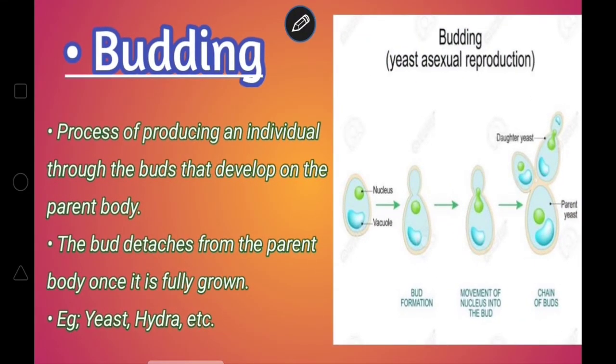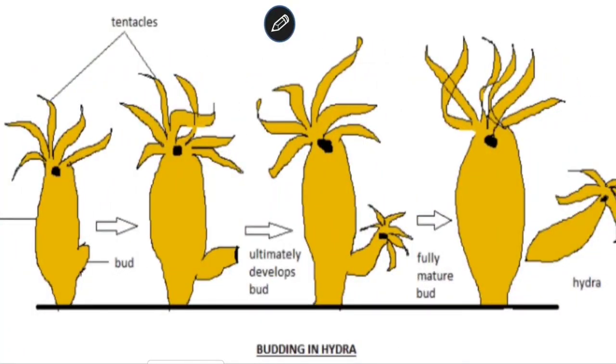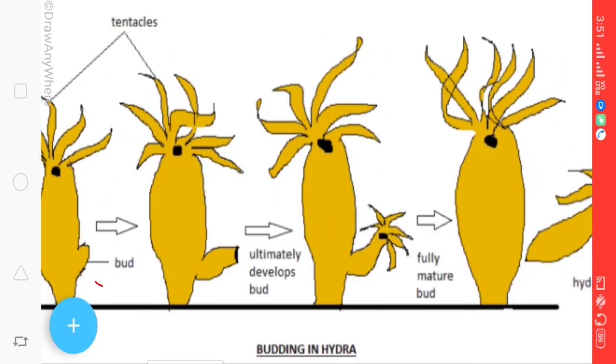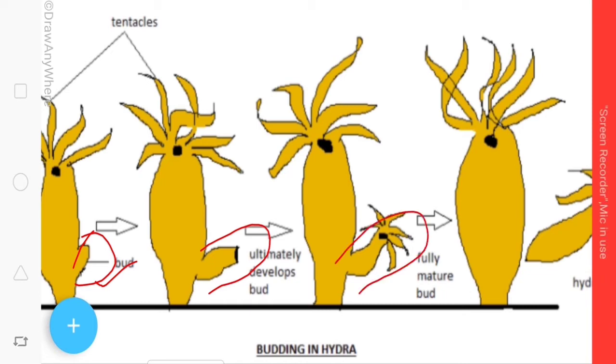I'll show you the image. This is the image of budding in hydra. You can see here, this is the bud which is formed in hydra. Slowly it will be fully developed. When it is fully developed and gets mature, this portion will get detached. See here, it is getting detached from the parent body. So this is also the budding which is taking place in hydra.